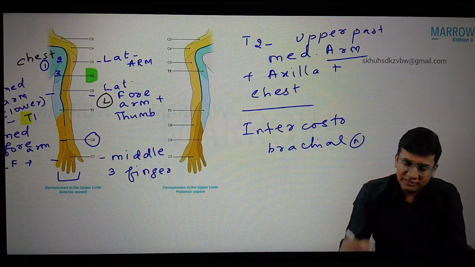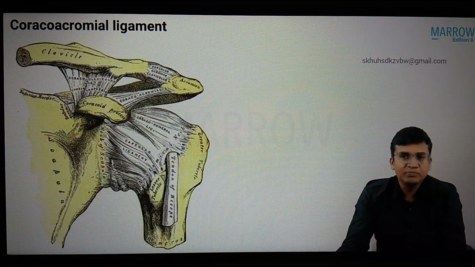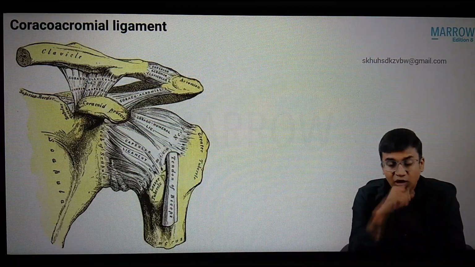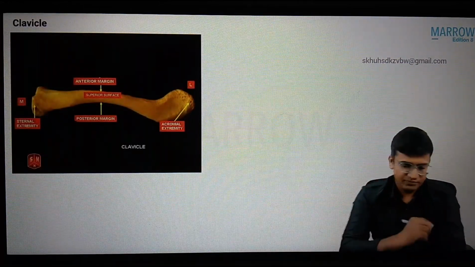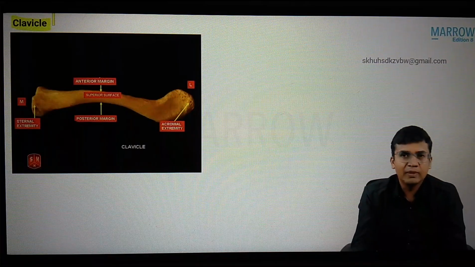Next, one more small thing we're going to discuss in the introduction topic. We're going to discuss the transmission of weight from the upper limb to the trunk, how the weight is transmitted from the upper limb to the trunk. For this, we have to know some basic points about the clavicle.